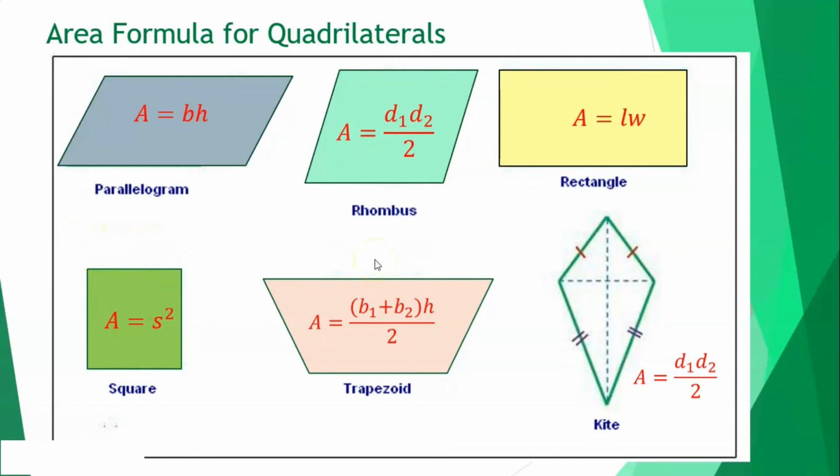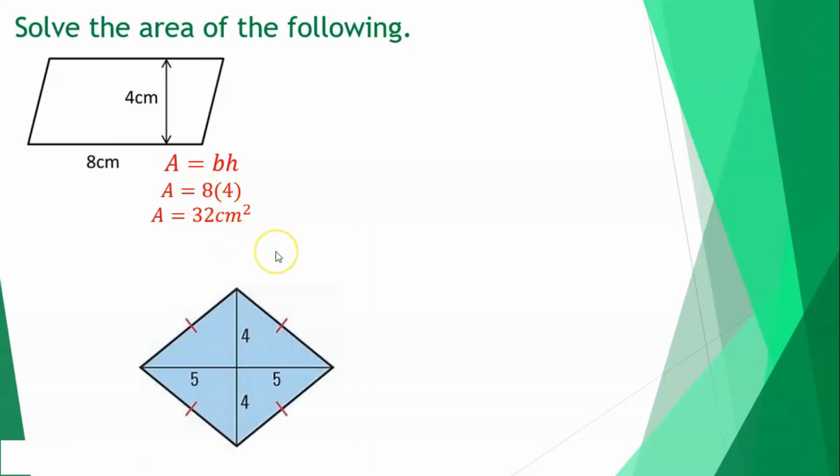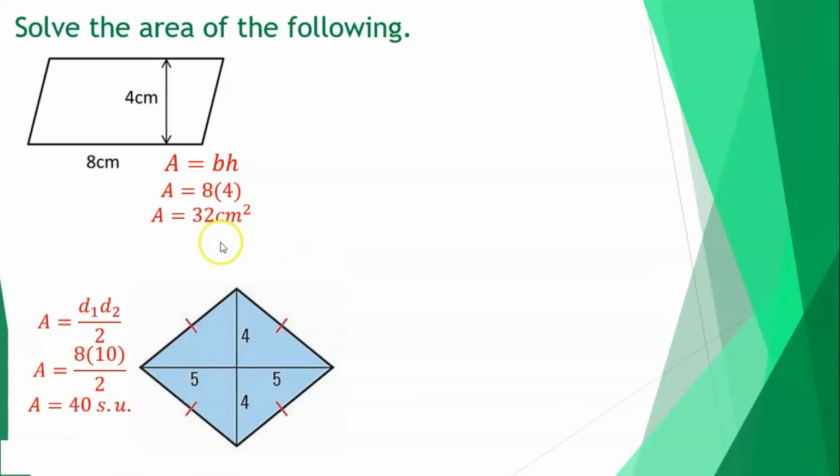So let's have this. We have here a parallelogram. So your base is 8 and your height is 4. So our area here is 32 centimeters squared. Okay, next we have here a rhombus. So diagonal 1 times diagonal 2 divided by 2. So that's 8 times 10 divided by 2. So that would be 40 square units.